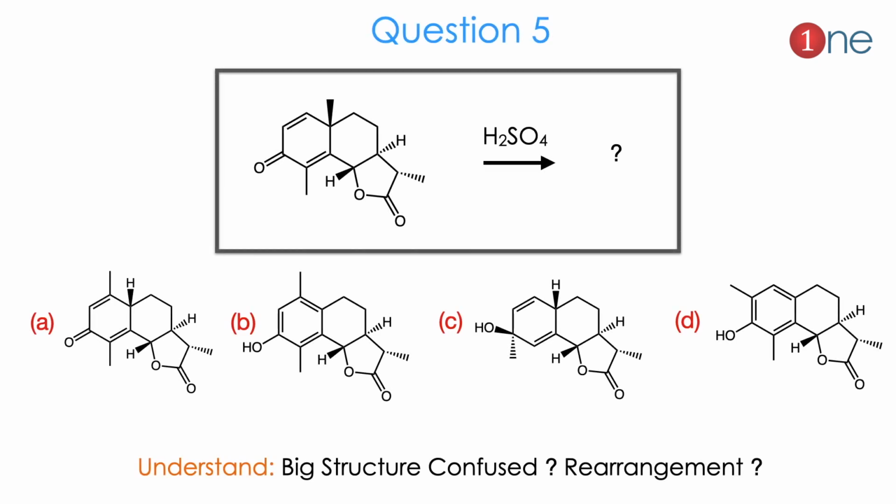Then question number 5. The starting material is a complicated system with a fused cyclohexyl ring, then a five-membered ring on the outside. The five-membered ring is a lactone, which is a cyclic ester. The methyl groups are also there. Here you have to notice the important thing. The conjugated ketone is there. Both are dienes, which are conjugated with the ketone.